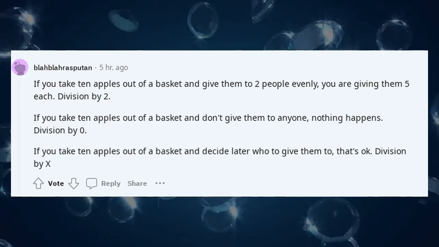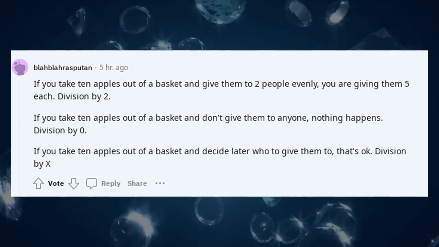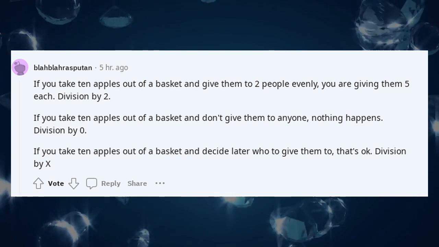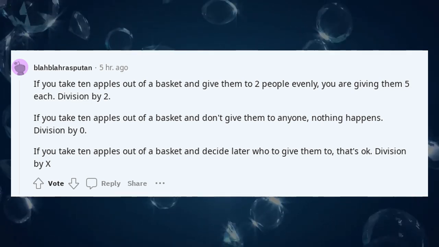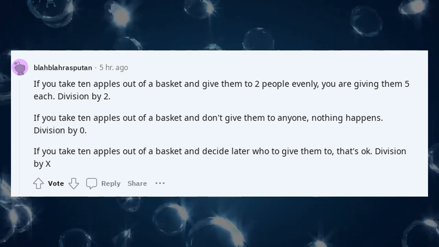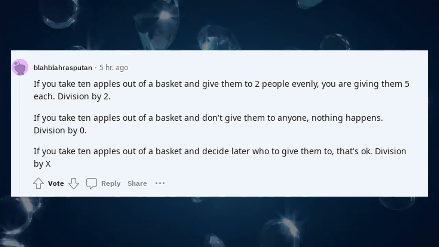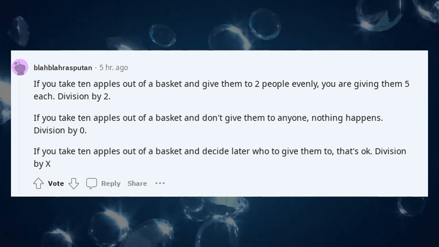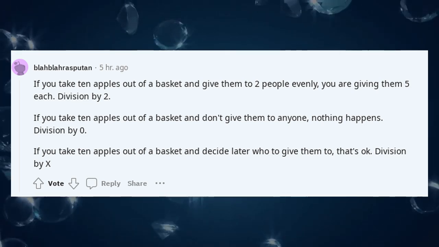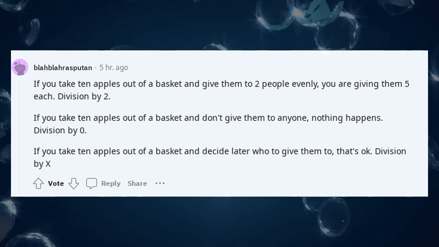If you take 10 apples out of a basket and give them to 2 people evenly, you are giving them 5 each. Division by 2. If you take 10 apples out of a basket and don't give them to anyone, nothing happens. Division by 0. If you take 10 apples out of a basket and decide later who to give them to, that's okay. Division by x.